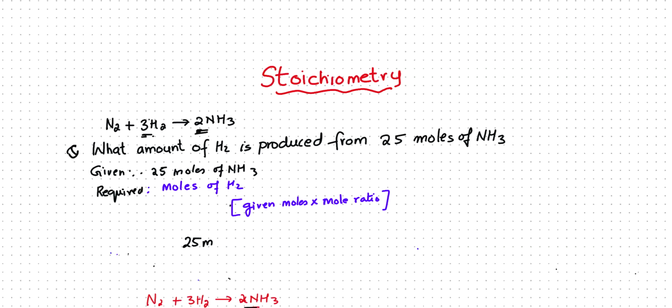Given amount is 25 moles of ammonia times mole ratio. So the mole ratio is between hydrogen and ammonia. So we have to find moles of hydrogen. So we write 3 moles of hydrogen and makes 2 moles of ammonia.